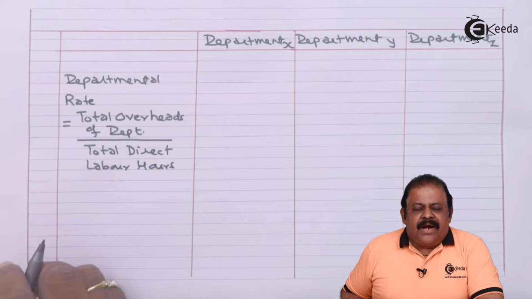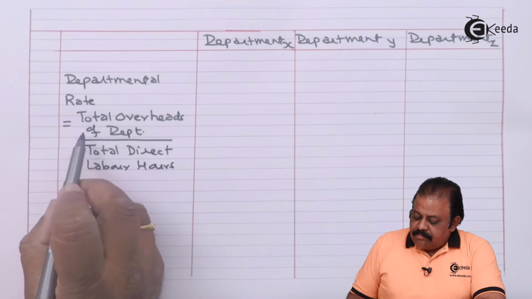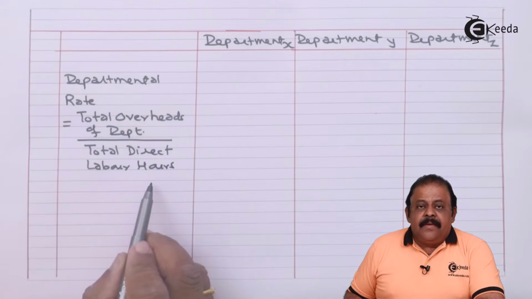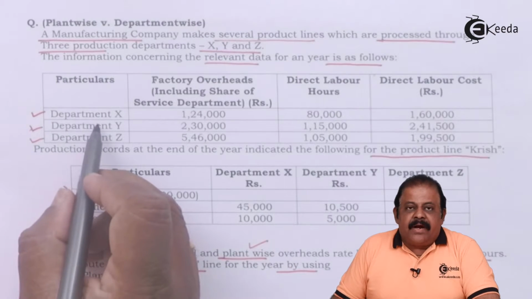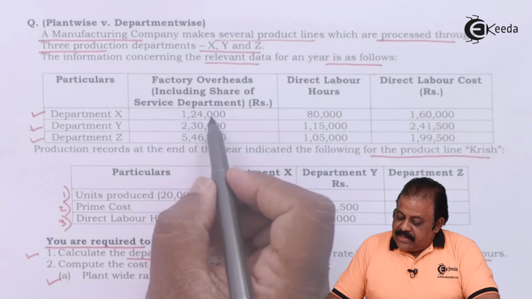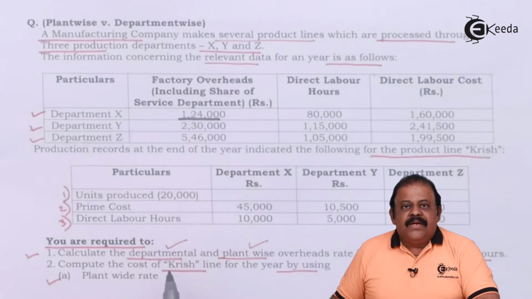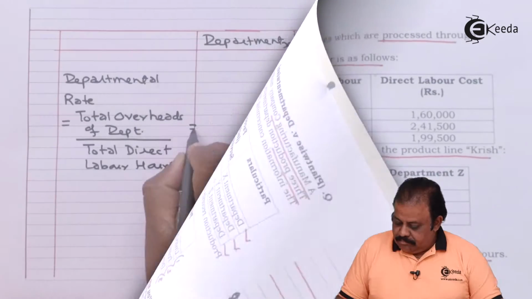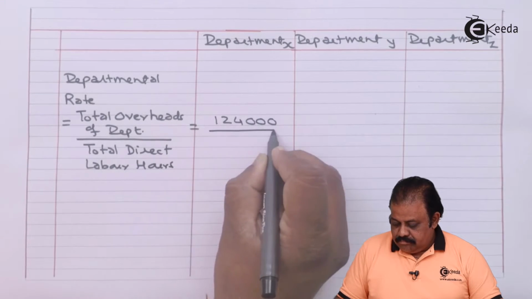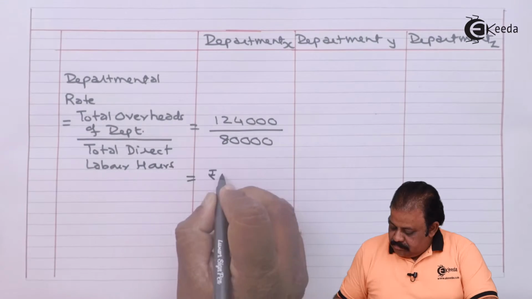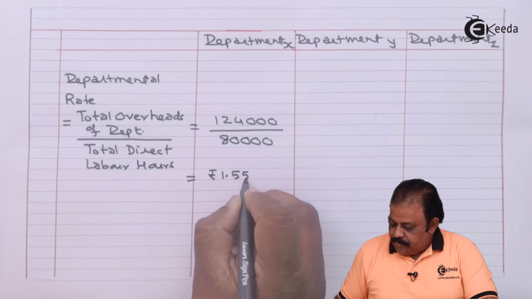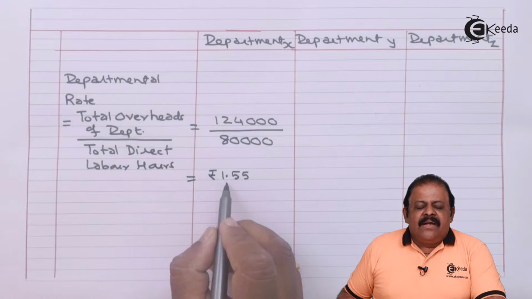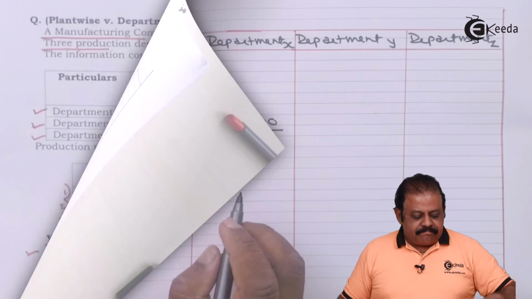For calculation of departmental rates, our formula is total overheads of department divided by total direct labor hours. In case of department X, factory overheads are 1,24,000 and total direct labor hours are 80,000. So in case of department X, it is rupees 1 and 55 paise per hour.